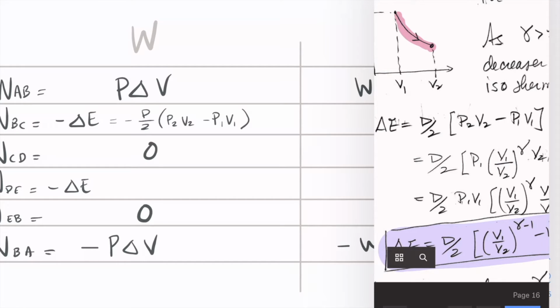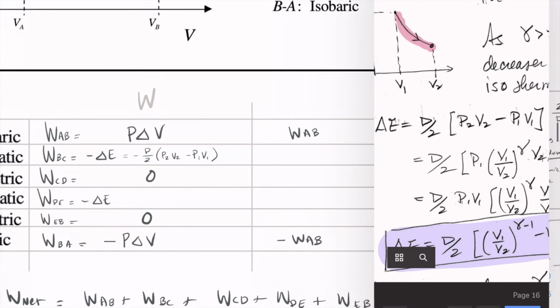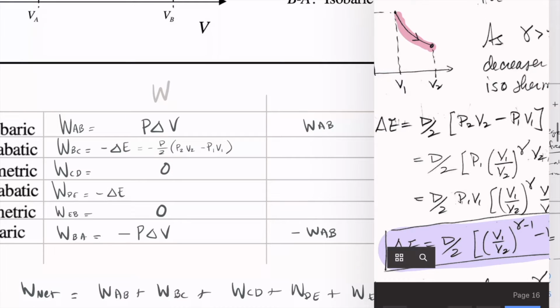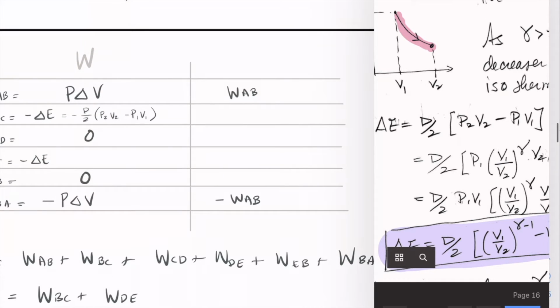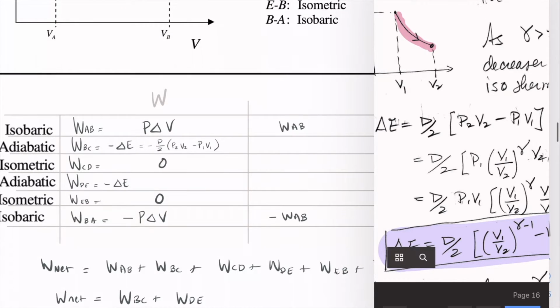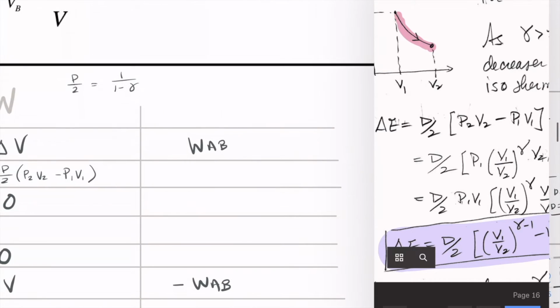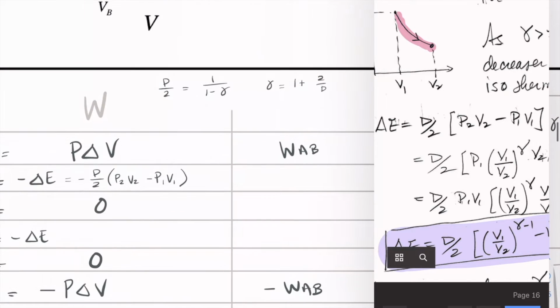We don't have this value for d over 2 in the problem, but we are given this gamma. D represents the degrees of freedom for a gas constant, and we can also write d over 2 is equal to 1 over 1 minus this gamma term, because gamma is equal to 1 plus 2 over d. You can work out the algebra for that and prove to yourself that it is true, but for right now you can also just take my word for it.